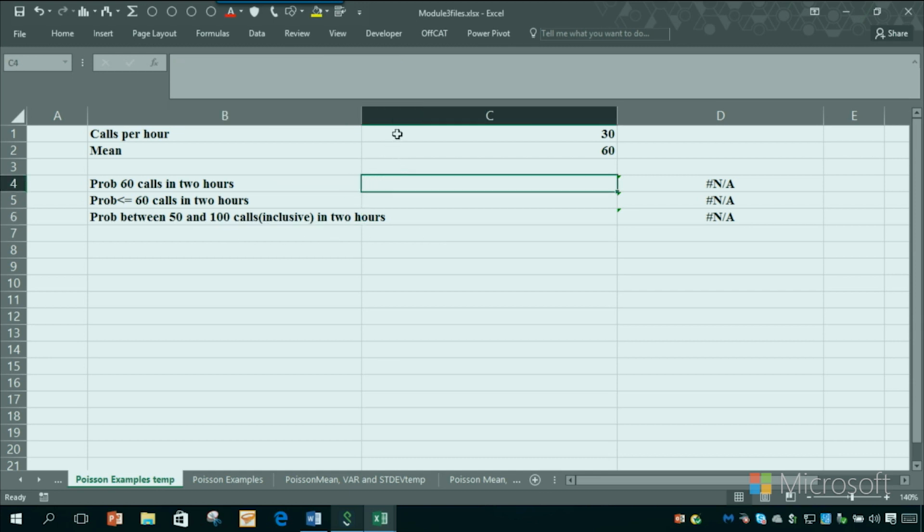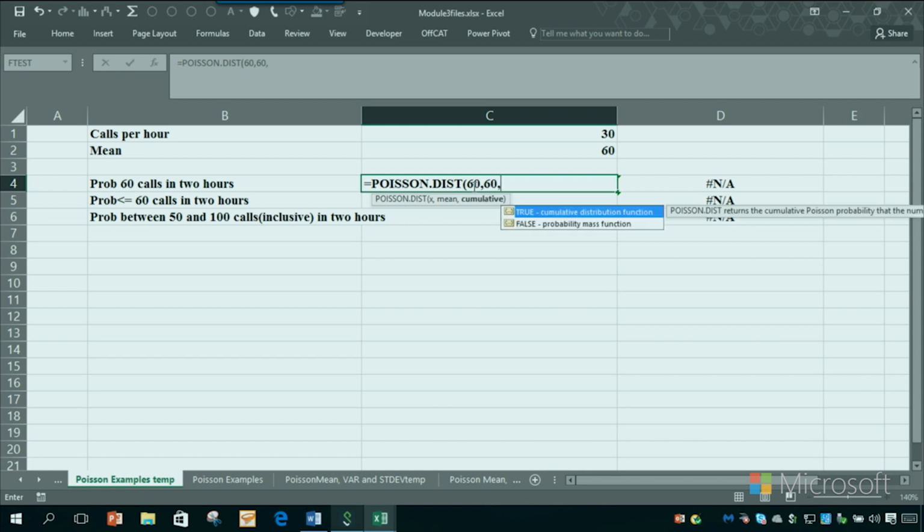So if they get 30 calls per hour, what's the average number of calls in 2 hours? Well, it'd be 30 times 2 or 60. All we need to know is the average. So for the probability of 60 calls in 2 hours, we can do Poisson.dist. Now x is 60 because we want the chance of 60 calls. The mean is 60, and remember we use 0 to get what's called the probability mass function, or false. Notice the chance of exactly 60 is the mass function.